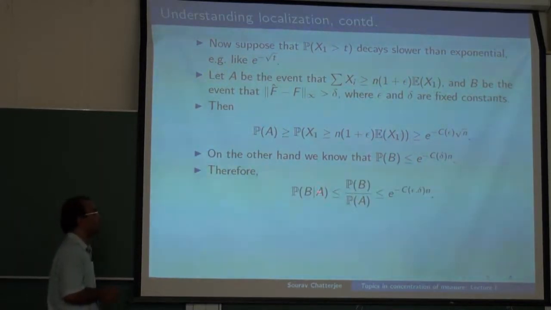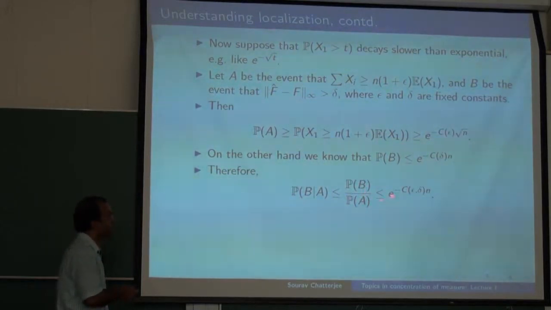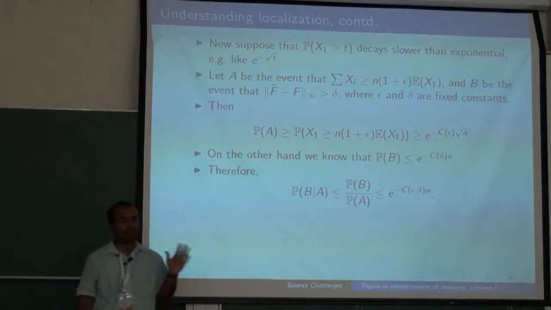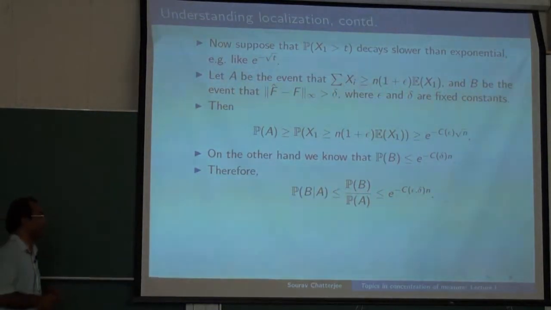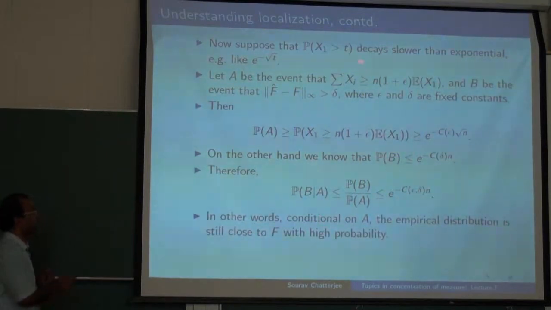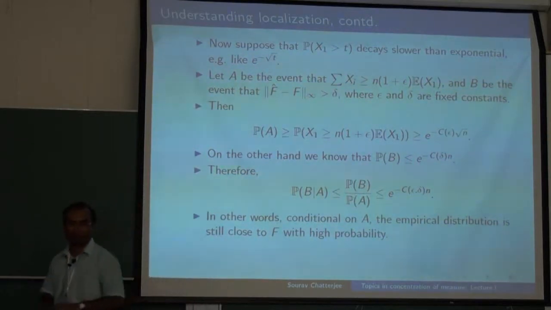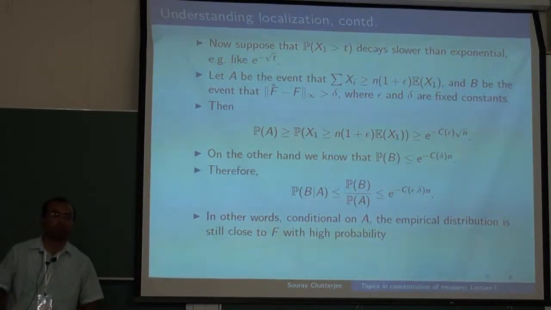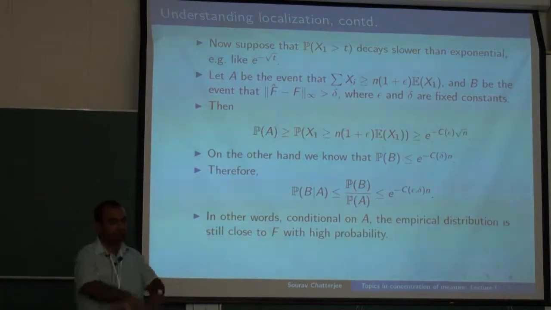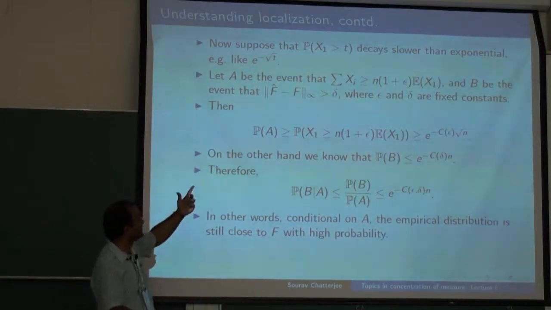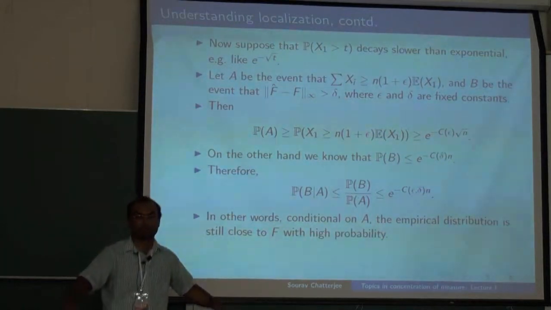So what this means is that the probability of B given A is of course less than this. It's a very simple bound, and it'll be less than this because this is less than this and this is bigger than this. So it's going to be very small. What does that mean? It means that conditional on this rare event, the empirical distribution is still close to F with high probability. You have this bunch of values and you draw their histogram, and even if this rare event happens, the histogram still looks the same.